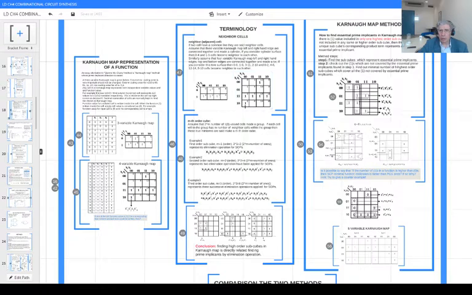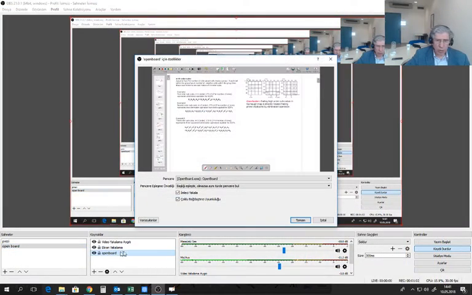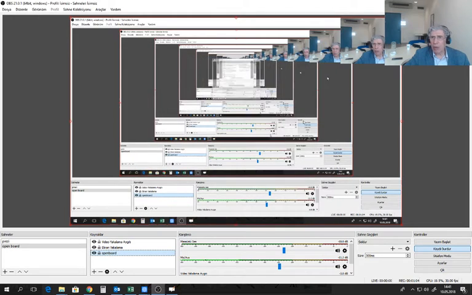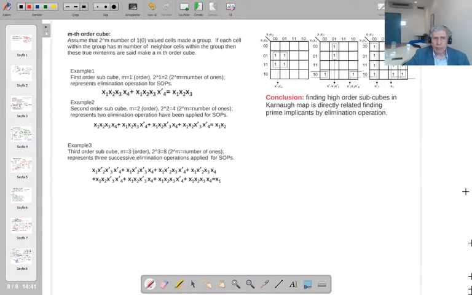So let's move to the open board now. Let's start with the definition. This should have been order subcube, we call it subcube.